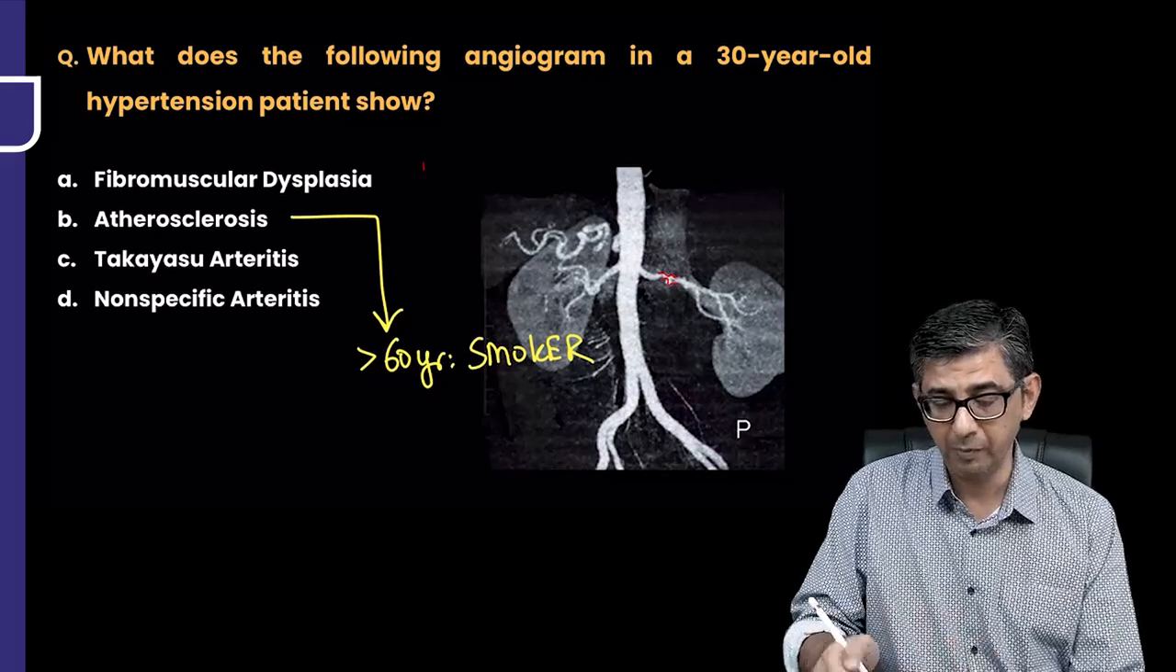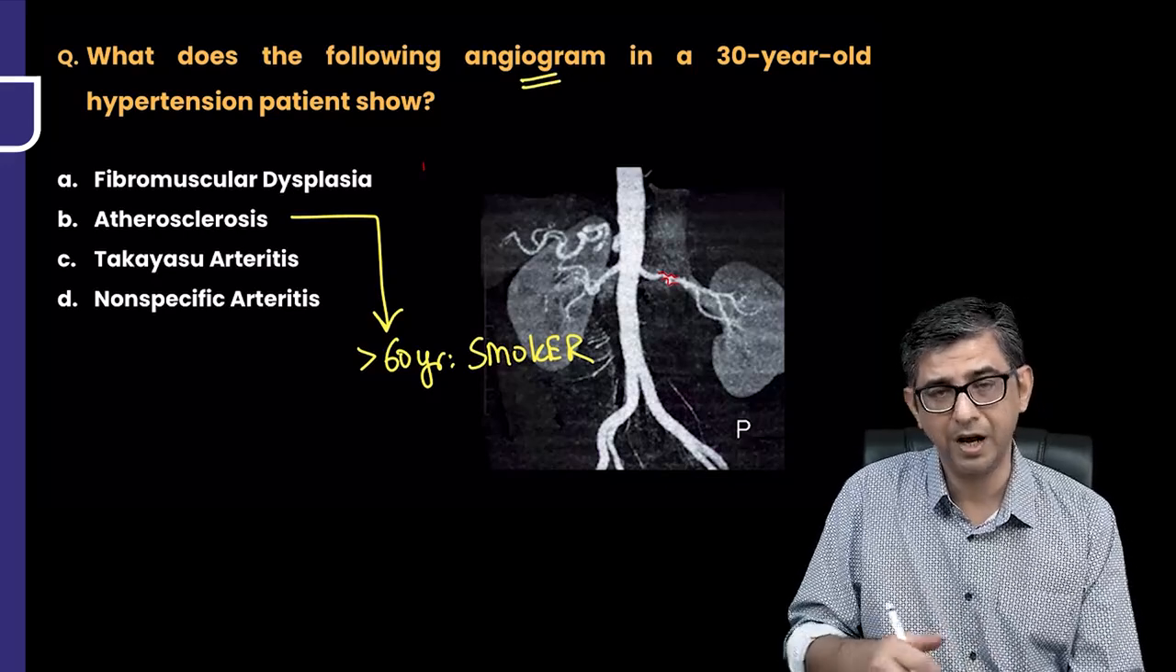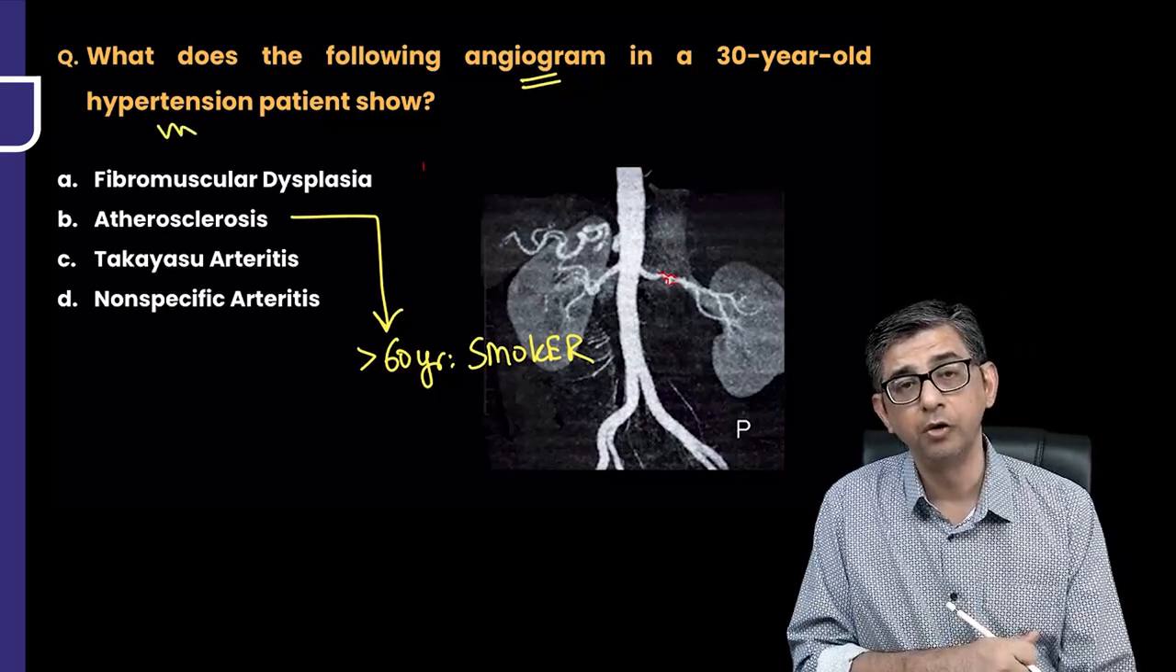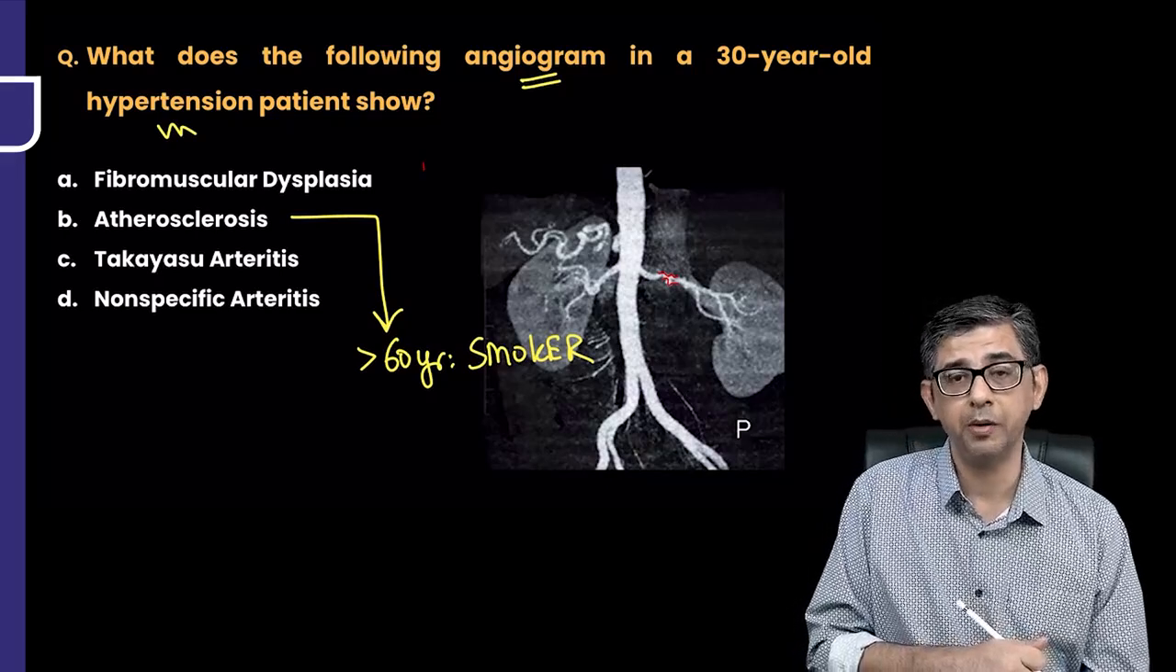And why was the angiogram done in this guy? To scan, maybe because he is a hypertensive patient. So we wanted to rule out renal causes for hypertension.